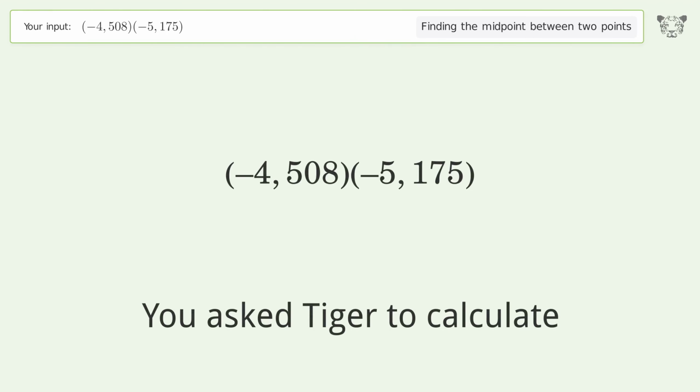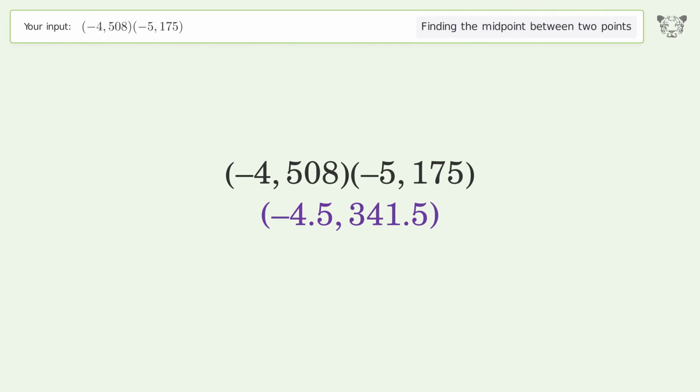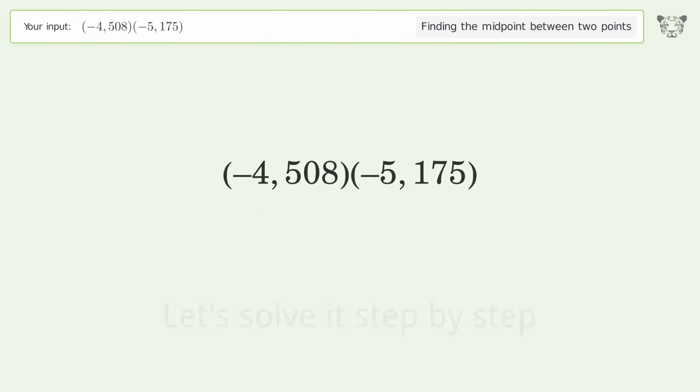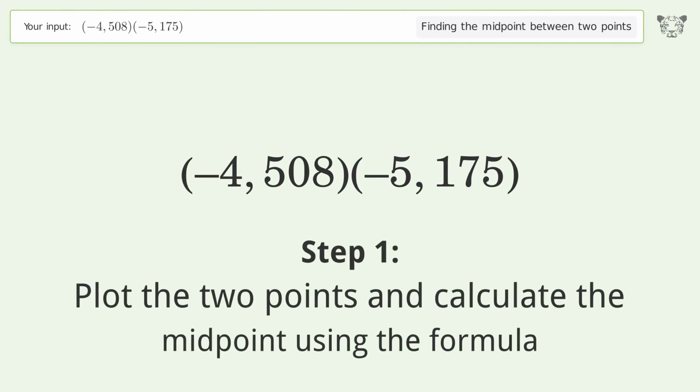You ask Tiger to calculate. This deals with finding the midpoint between 2 points. The midpoint between the 2 points is -4.5, 341.5. Let's solve it step by step. Plot the 2 points and calculate the midpoint using the formula.